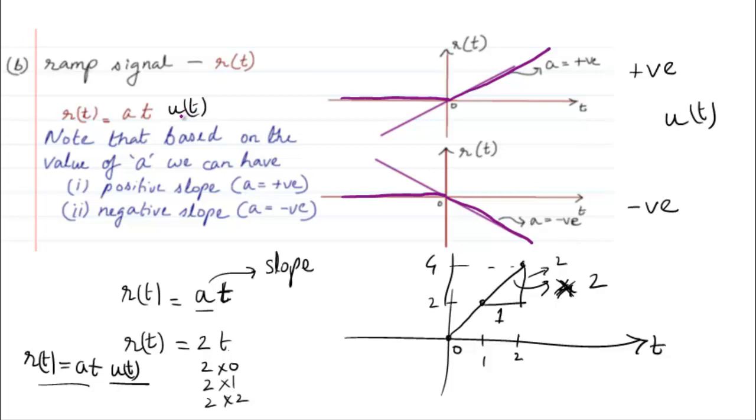Generally in textbooks it is not written as r of t equal to a t alone, it also comes with the u of t. If this is the case, I would always recommend you to go for this wave that I have just drawn.